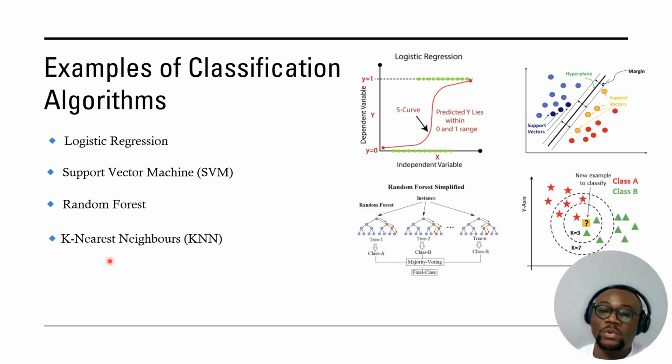Now, I want you to also understand there are other examples like the k-nearest neighbor that uses the concept of neighborhood to classify or to split the data set. So there are several other examples like the XGBoost and also different other classification algorithms that are being developed every day, but these are the most popular ones that we use in our everyday tasks.